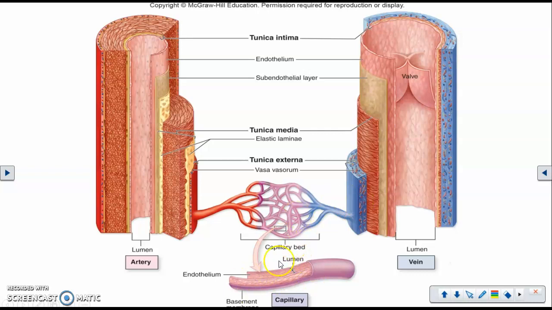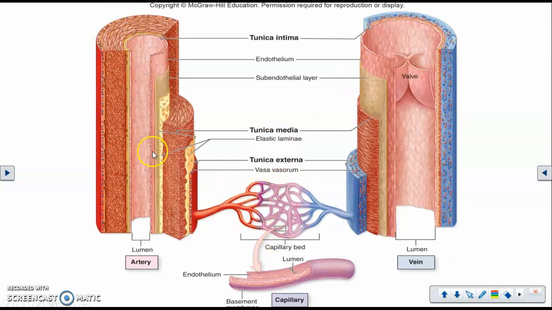Okay, single layer of epithelium, a simple epithelium. Again, valve for veins, wider lumen, no appreciable tunica media. Here it's the opposite. Okay, thick tunica media, elastic lamina, smaller lumen. And again, it's because of their function. This is for you to help convey blood away from the heart in this case.